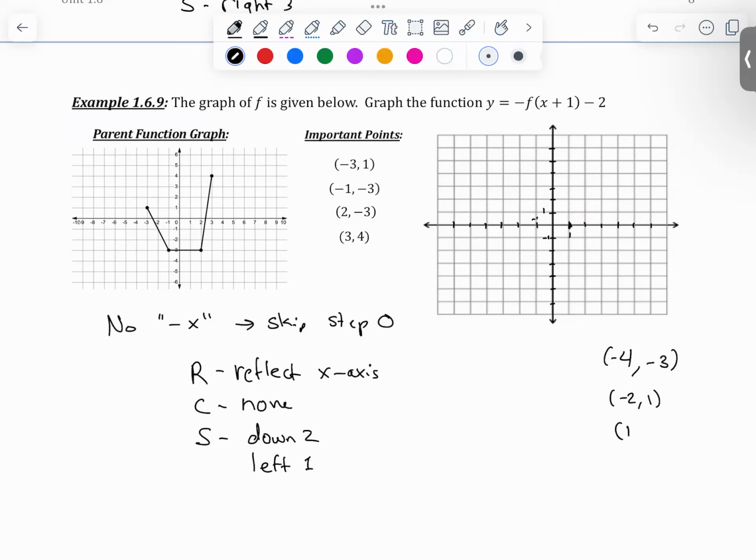And yes, the whoop sound is definitely necessary when you reflect. Last but not least is the point (3, 4) right there. We're going to reflect it across the x-axis, so down to (3, -4), down 2, left 1 to the point (2, -6).